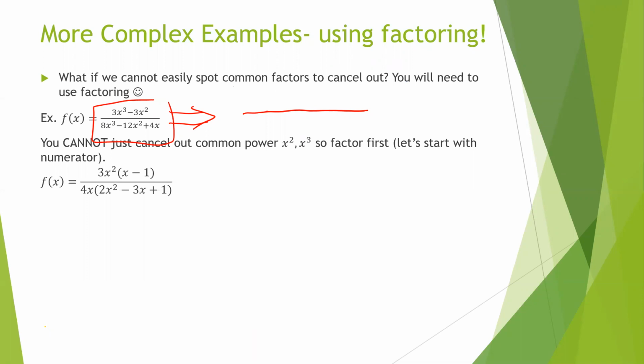So what we want to do first is common factor out the 3x squared from the numerator. And we notice obviously 3 and x squared are common to both terms in the numerator. So when we common factor it out, we end up with x minus 1. What can we do in the denominator? Well, we also notice that 4x is common to all of them. So we take it out and we end up with 2x squared minus 3x plus 1.